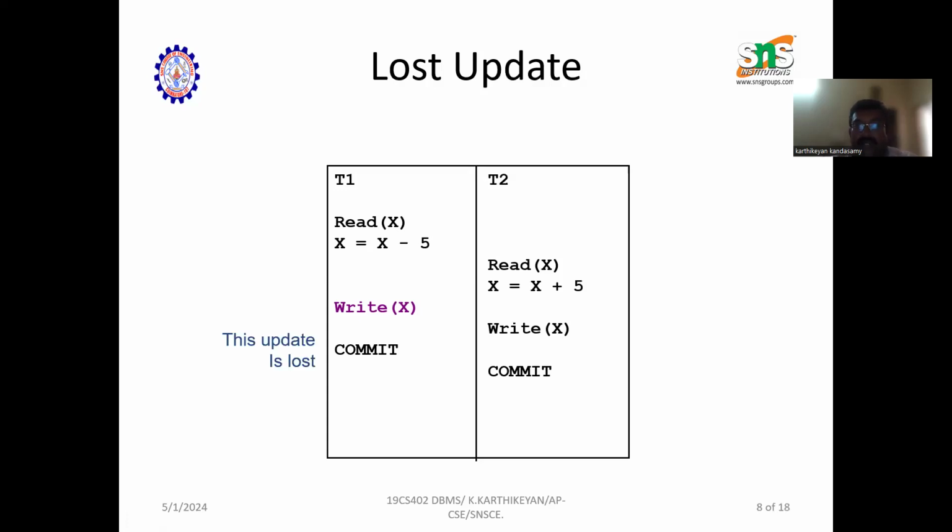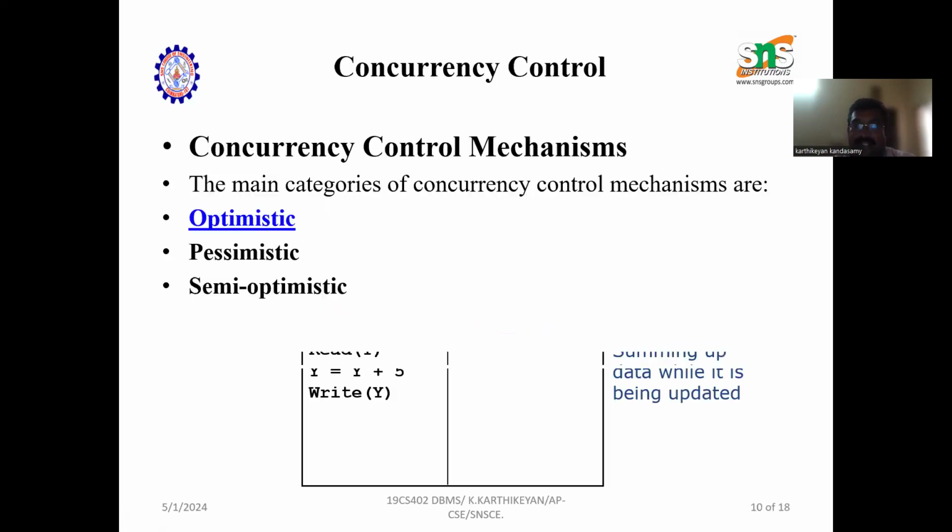This is the lost update. Read x equal to x minus 5. Read x equal to 5. So the data updated last is your data, your process. So only this update succeeds. After completion, only this update succeeds.